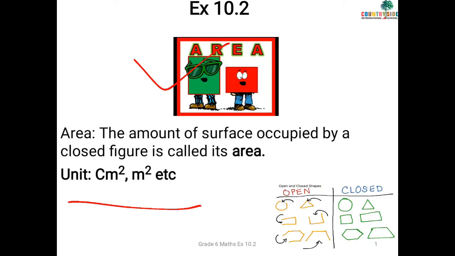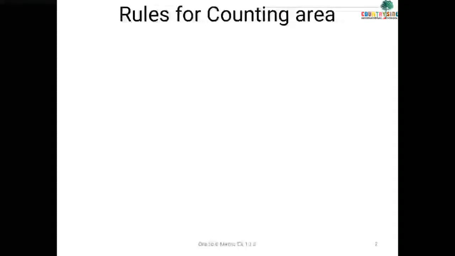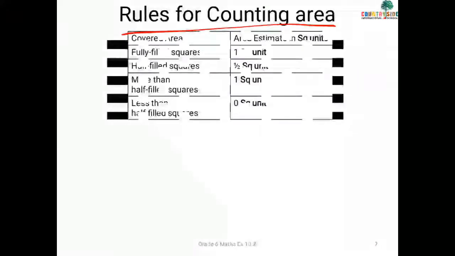In the previous exercise we were doing the perimeter. In that case we just have centimeter, meter, kilometer. There was no square. But here in area we have this little square over our answer. So now start with the first concept, that is the rule of counting area.